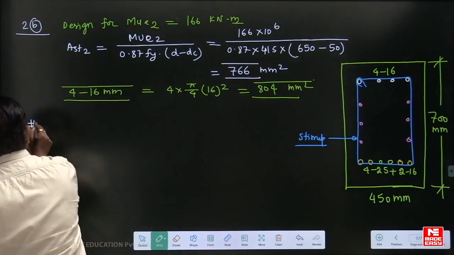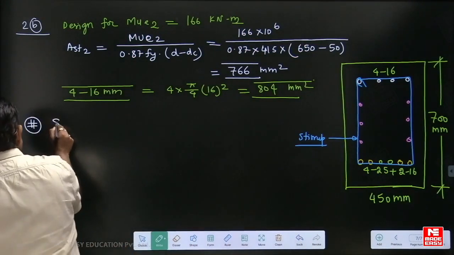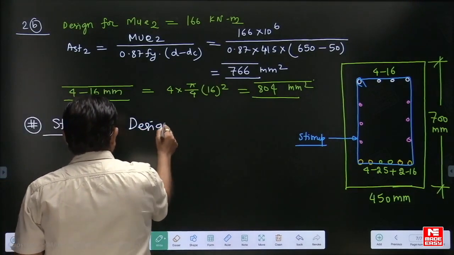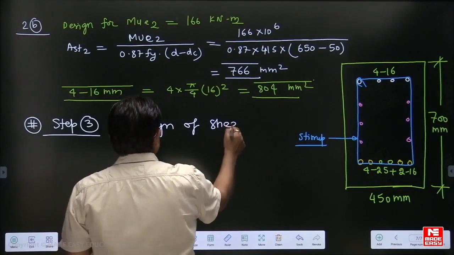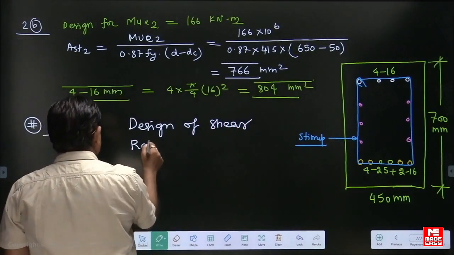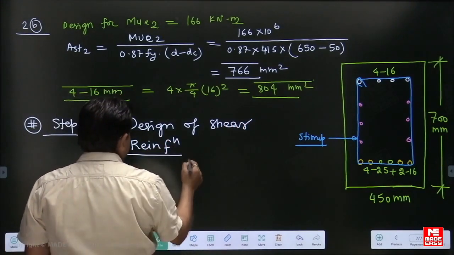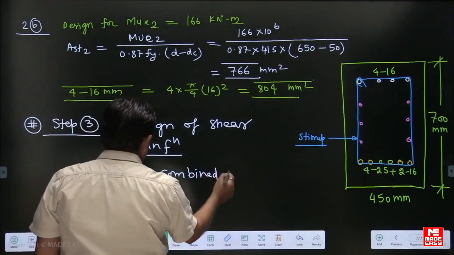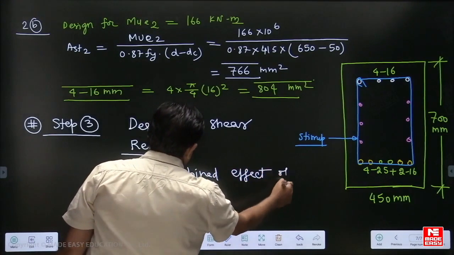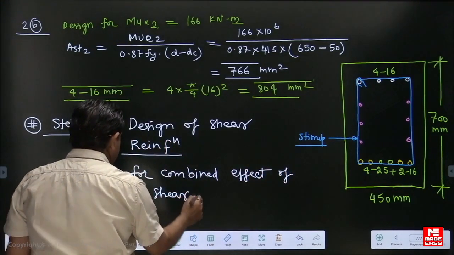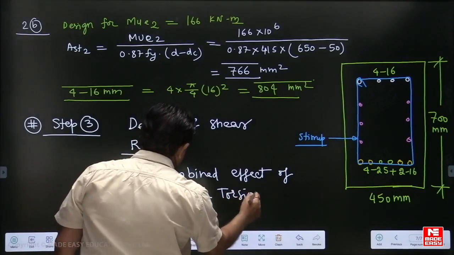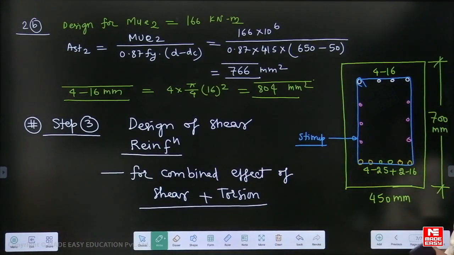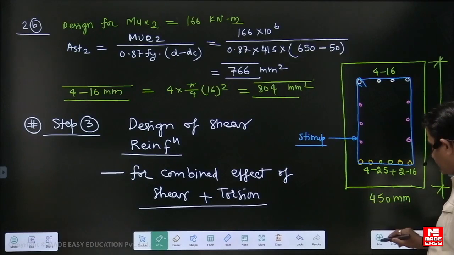Now let's see the design for step 3. Step 3 will be design of shear reinforcement, that we will discuss. Design of shear reinforcement for the combined effect of shear plus torsion. Both effects you will consider, and then you will design the shear reinforcement. Let's see how to do this. Step number 3. So let's go to the next slide.